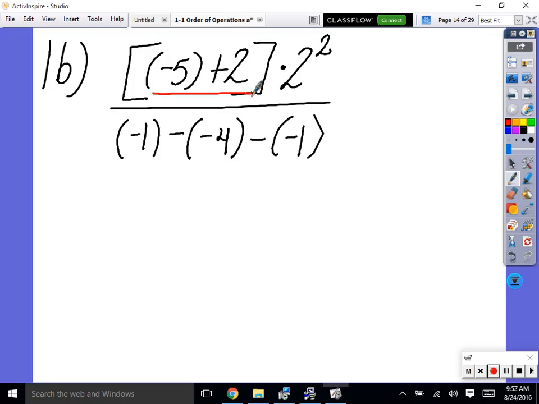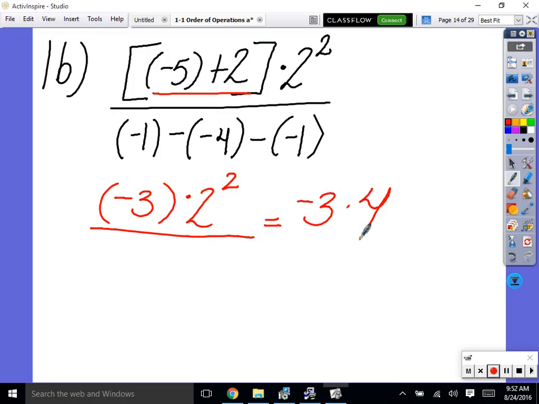So we have negative 5 plus 2, which is negative 3, right? So we have negative 3 times 2 to the second. So exponents come first, right? So we're going to do 2 squared. So on top, we really have negative 3 times 2 squared, which 2 squared is 4. Everybody see how the top became negative 3 times 4? So on top, we really have negative 12. I went through and just simplified the top.